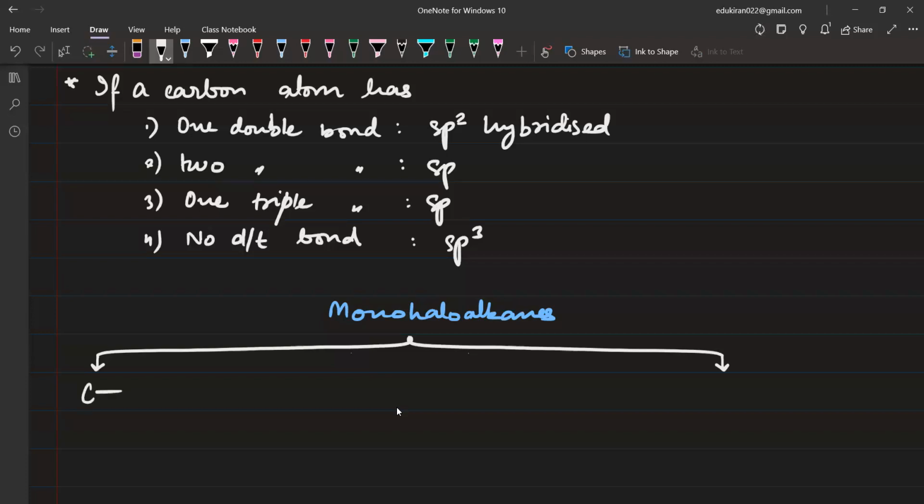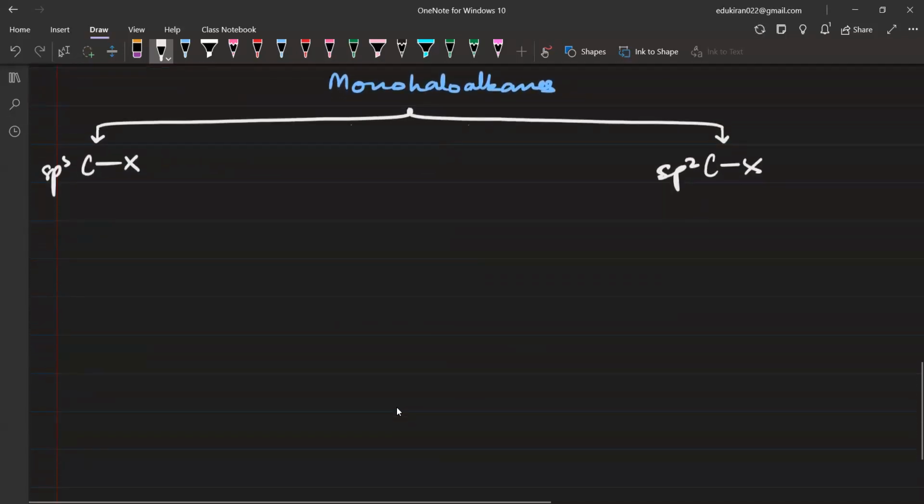When the carbon atom that is connected to halogen atom is sp3 hybridized, we will see its classification. And when the carbon atom that is connected to halogen atom is sp2 hybridized, we will see its classification. So in the first case, the sp3 hybridized ones are generally called alkyl halides. Call them alkyl halides. Now, in alkyl halides, we can have further classification.